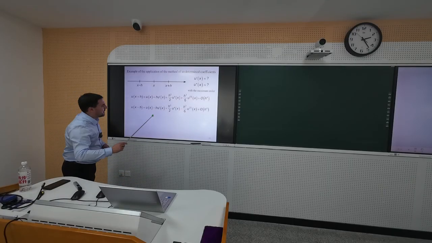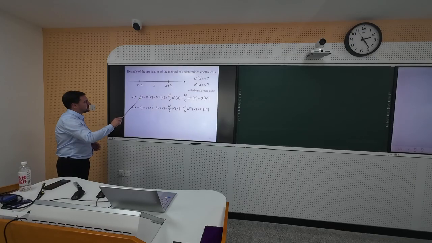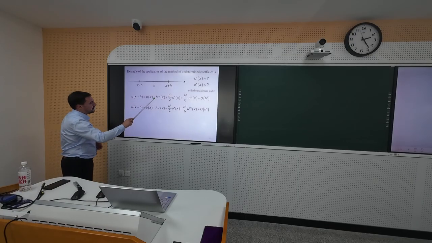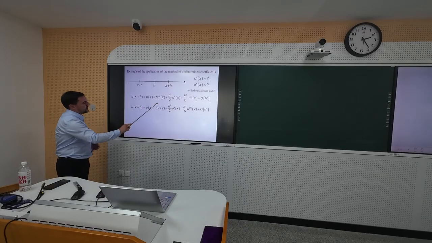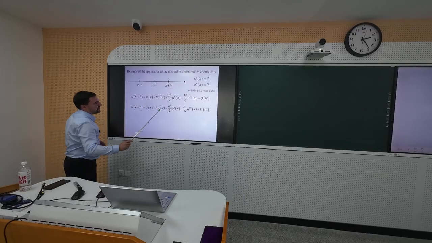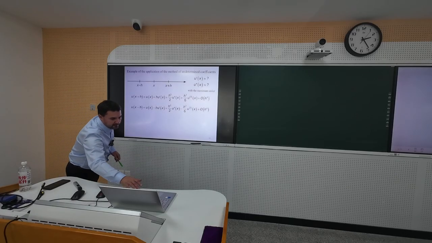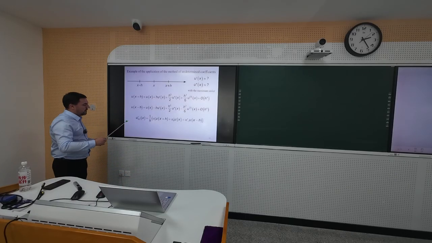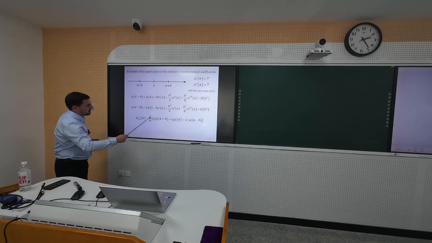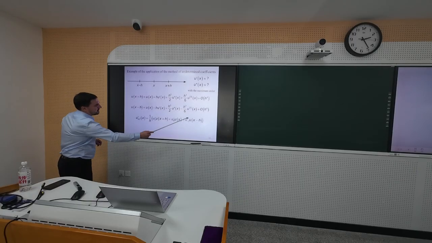Here h is greater than 0. That is why here is h, and here is minus h, and here is also minus h. And then we write the formula with unknown coefficients alpha, and then we put this here and this here.